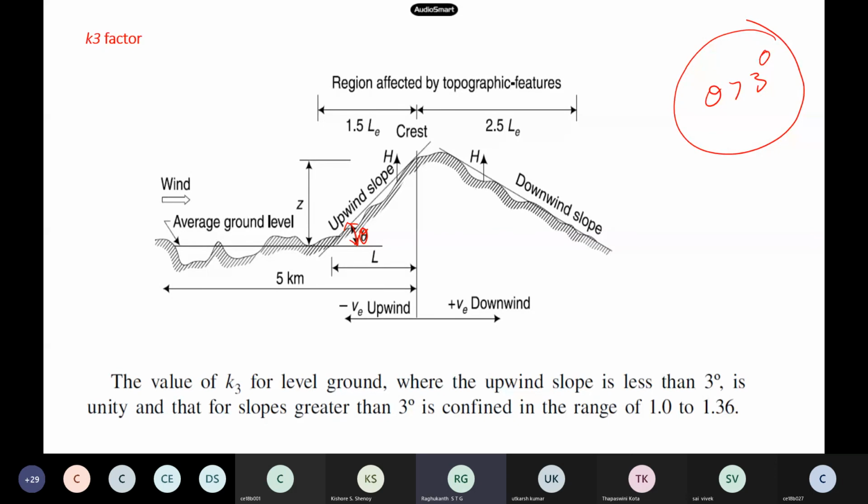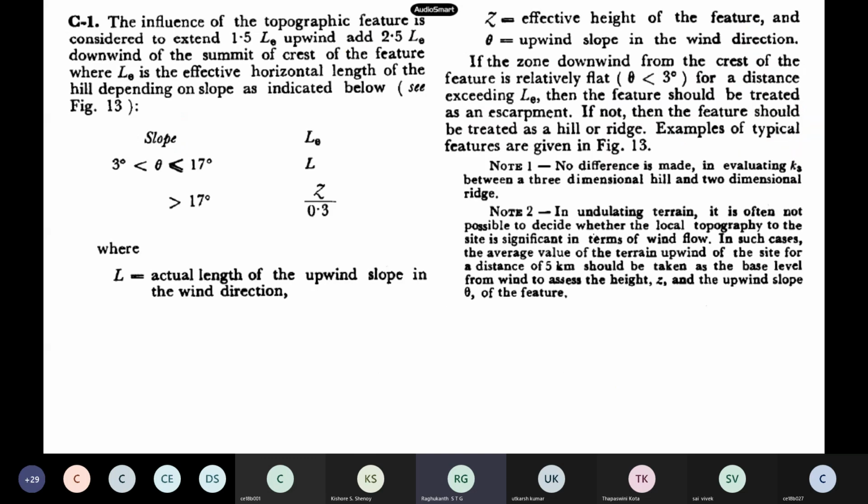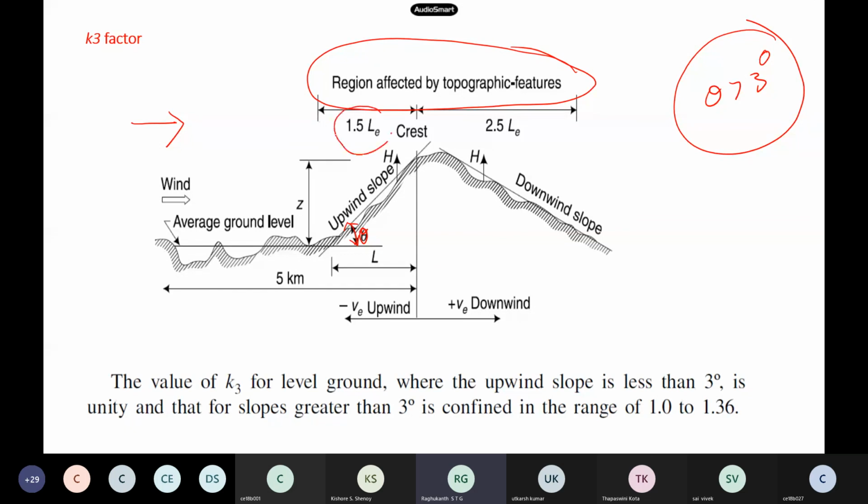And this graph also shows, if you have a mountain like this and wind is blowing in this direction, the region affected by the topography feature. Approximately the code says Lg is given by this expression like Z by 0.3 or whatever. So it shows 1.5 times on this side, 2.5 times on this side, the wind gets affected due to a mountain. So this is the region of influence of a mountain on wind itself.